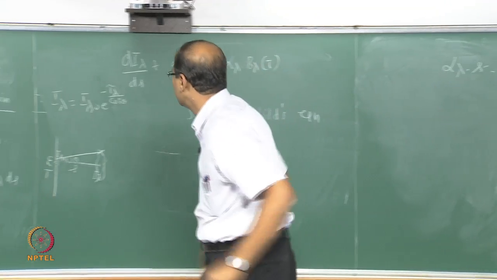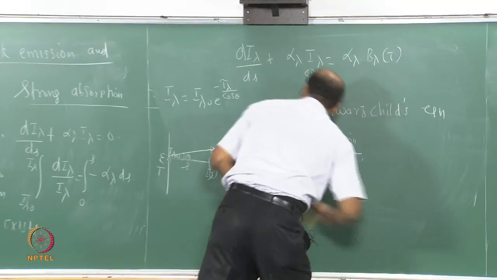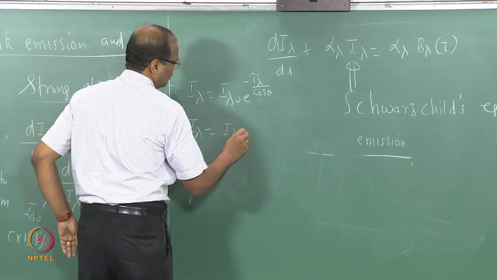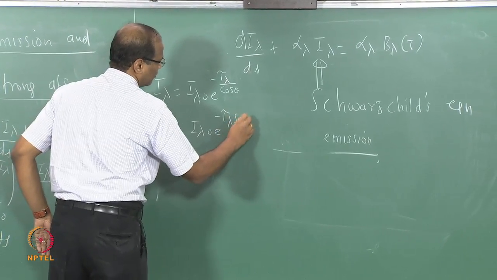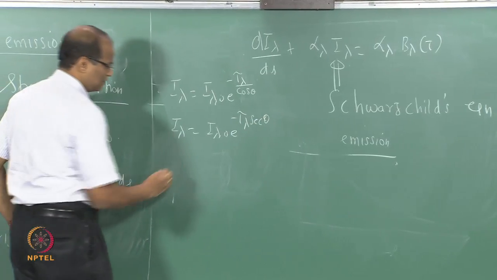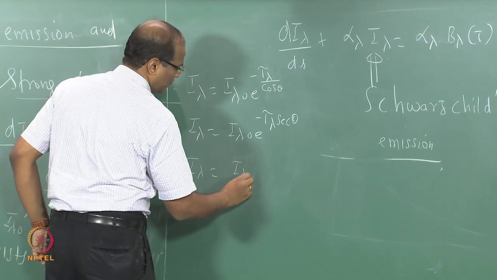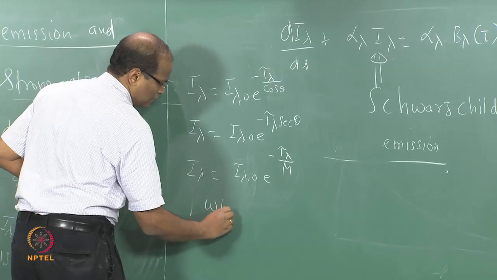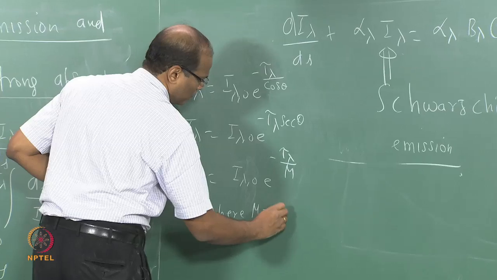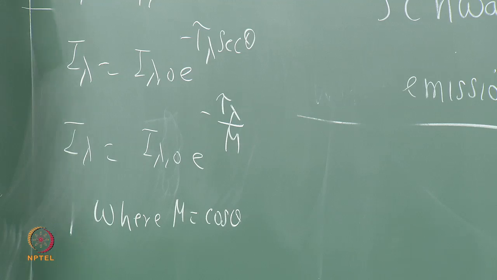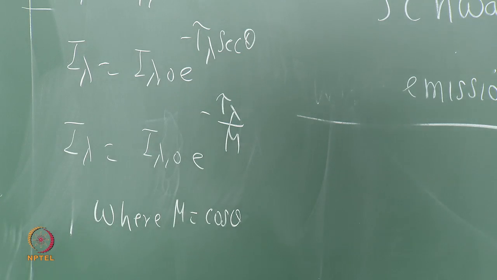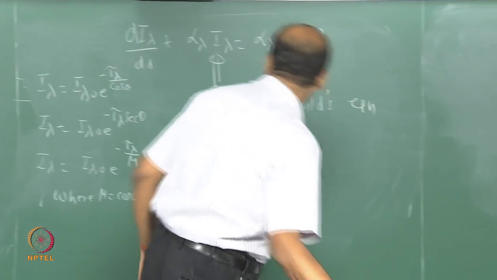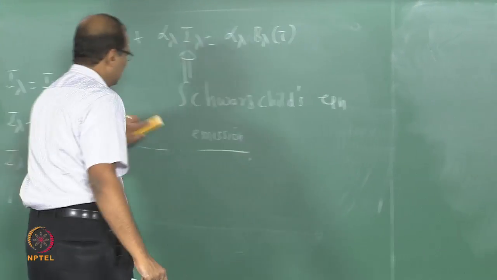Also in atmospheric science, people will call it different ways: tau lambda into secant theta, or by mu. Is this clear? If you look at different books, nomenclature will be different, but the funda is the same for all. Now, with emission, we will see the solution.